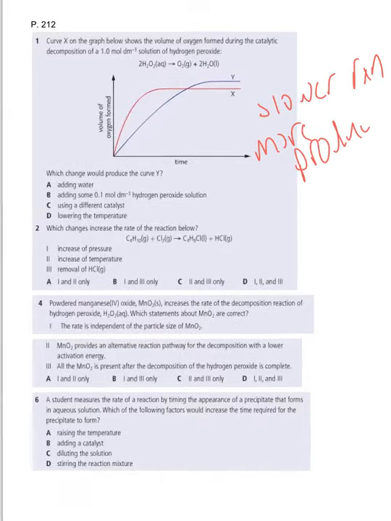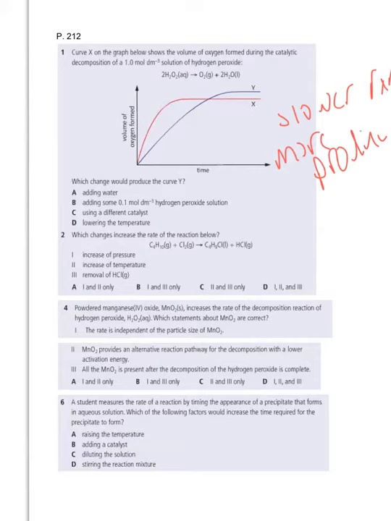So I need to find a change in condition that would produce both of these effects. And as I look, adding water would slow the reaction, but it wouldn't give me more product. Using a different catalyst could slow the reaction, but again wouldn't change the product. Lowering the temperature would slow the reaction, but not change the product. The only one that would both slow the reaction and increase product would be B. I add some more hydrogen peroxide, but because it's a weaker concentration, it dilutes my solution, so my reaction is slower overall with more product being produced.